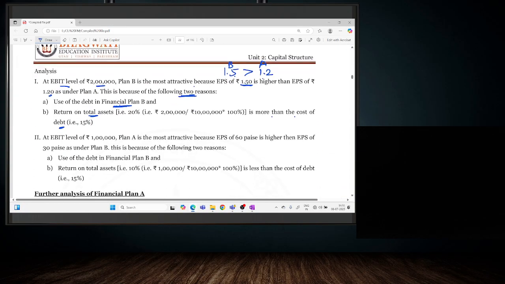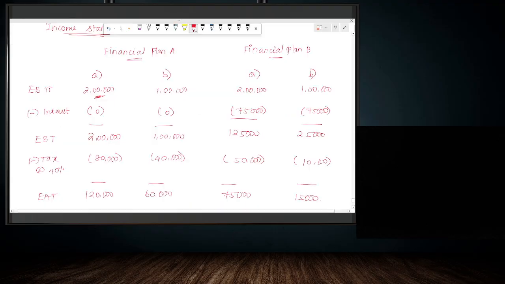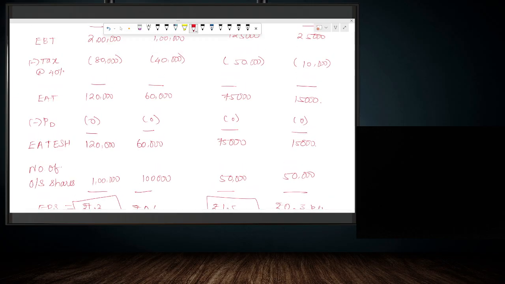Now look at the analysis. Second, the number of shares is less. You should not take the decision based on earnings available to equity shareholders or net income. In this case, both are the same. You should not take your decision based on the net income. Why? Because the number of shares in plan A is 1 lakh. Number of shares in plan B is 50,000. So this 1,20,000 rupees is the amount available for 1 lakh shares. 75,000 is the amount of profit available for only 50,000 shares. Right?